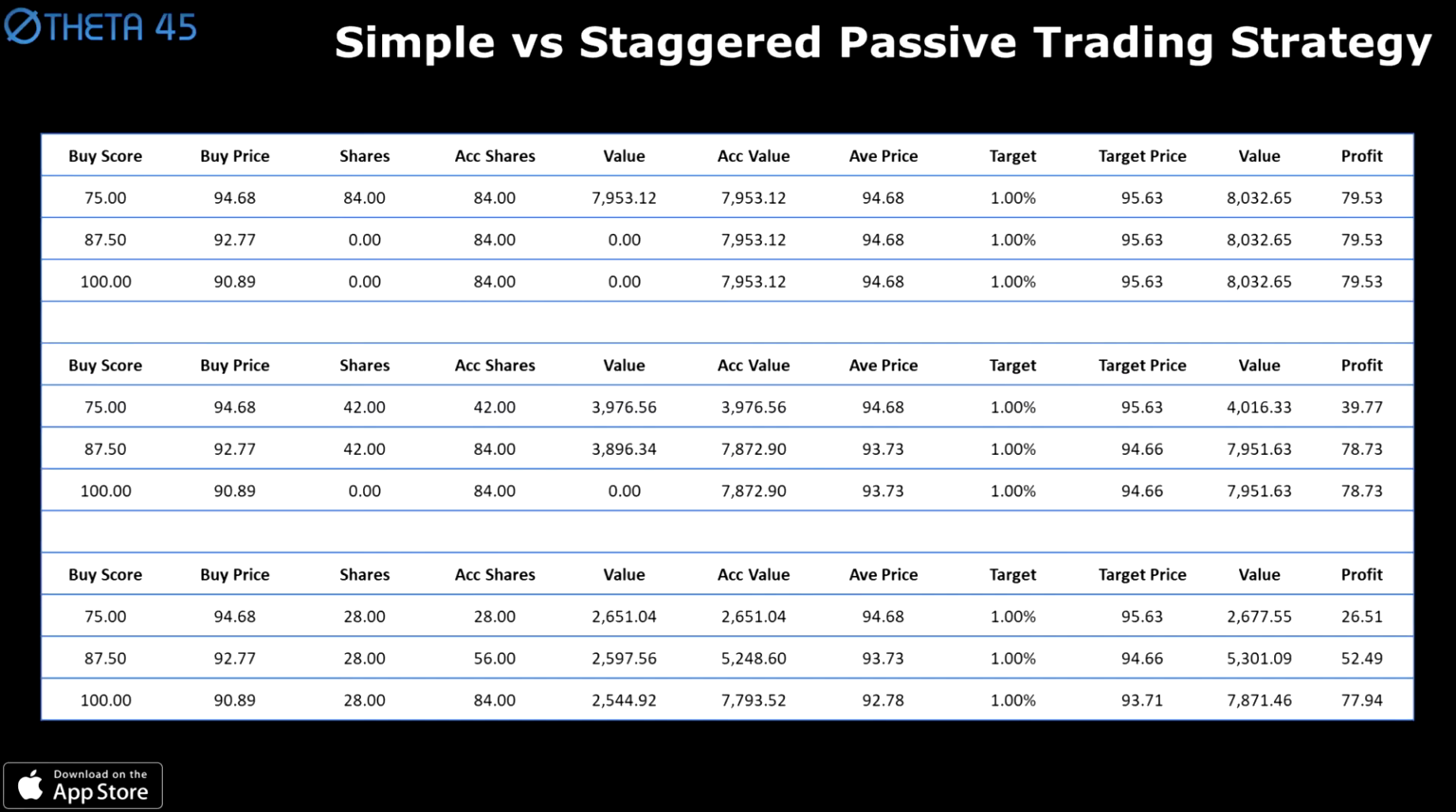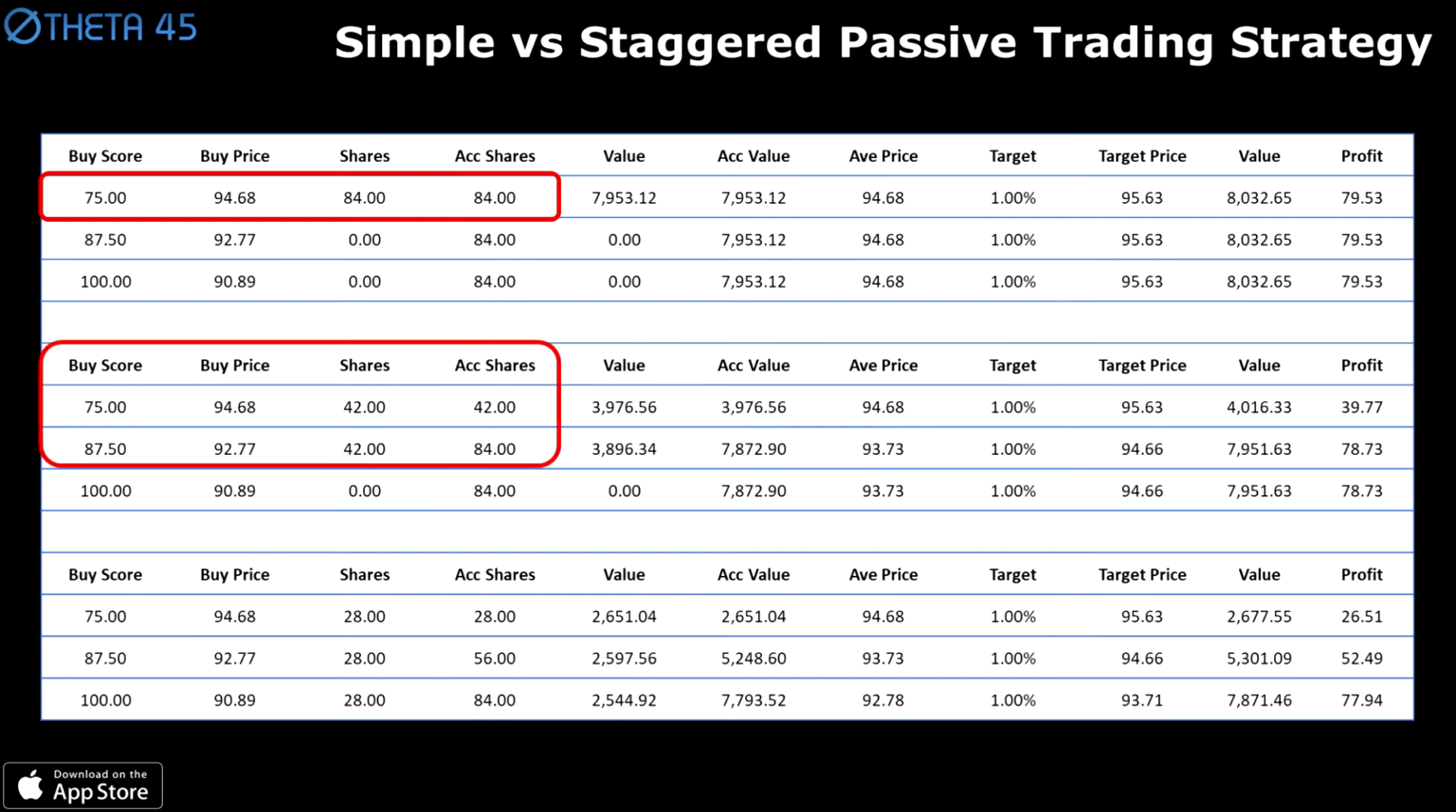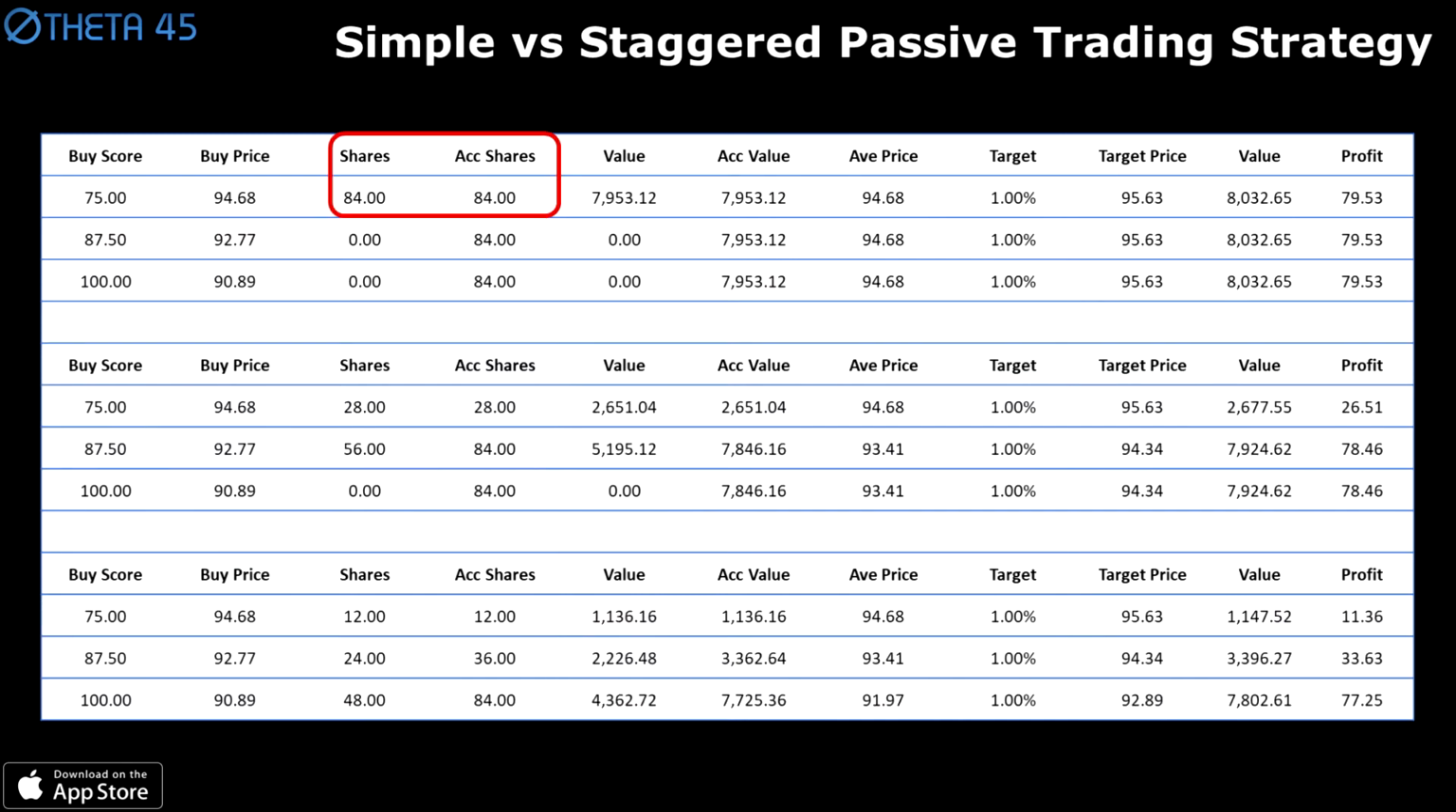Instead of deploying all your capital when the buy score hits 75, you can use a staggered passive strategy. For example, you can deploy half of your capital if the buy score hits 75 and the remaining half if the buy score hits 87.5. Or split your capital into thirds and wait for the buy score to hit 100 before investing your final third. Alternatively, instead of dividing your capital equally for each band, you can weigh them and buy proportionately more shares as the price drops lower.